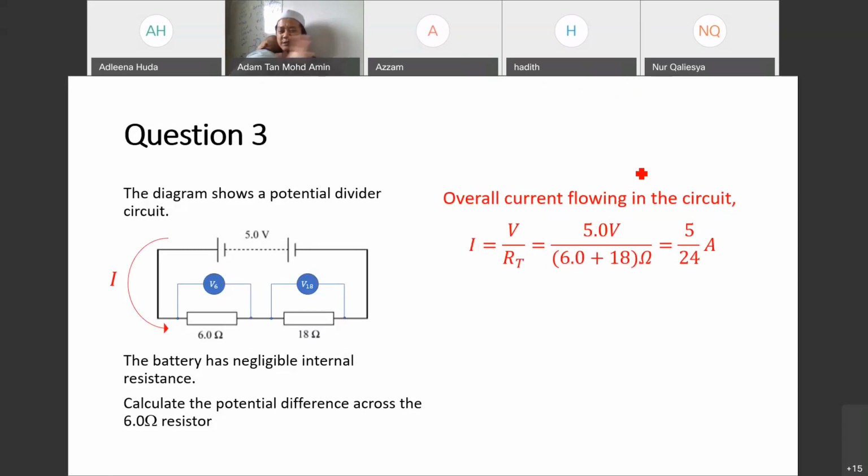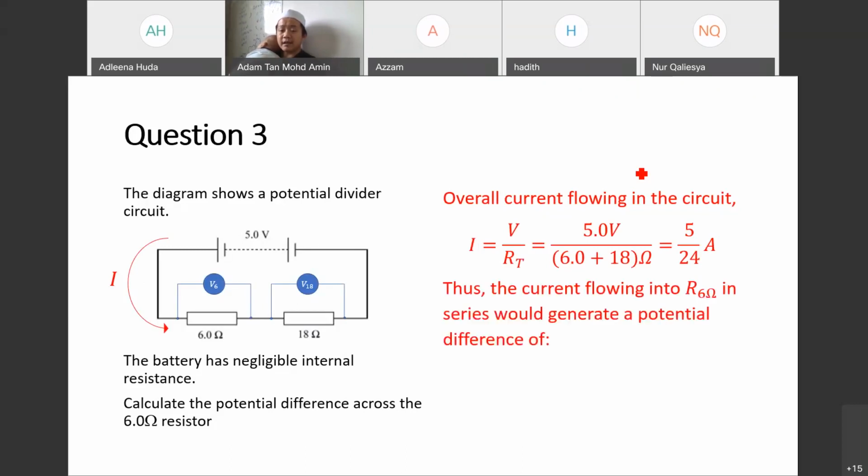Okay, saya tak mahu lah sebab dia punya decimal places tu macam panjang kan. And then plus the current into R6 ohms in series would generate a potential difference of using V equals to IR. So V, plug in I into the R, the value of R6, so you will get the value of V6 approximately equals to 1.3 volts, to two significant figures. So this is the manual way. That means you break it down, you've got 2 resistors, you combine it into one, and then you find out the value of the current, and then you multiply it using V equals to IR, safe, you will get it.